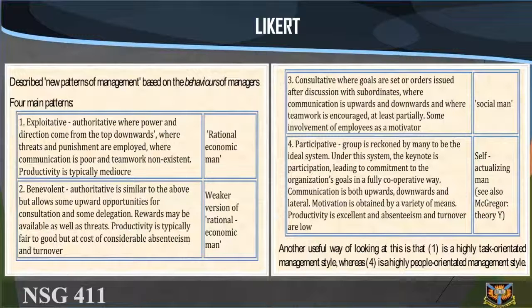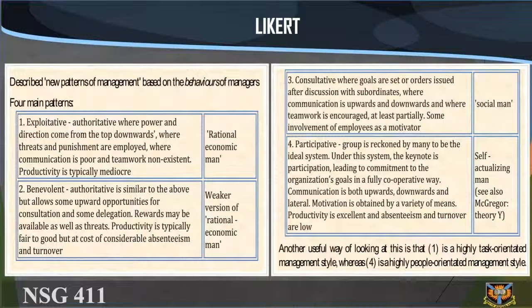3. Consultative, where goals are set or orders issued after discussion with subordinates, where communication is upwards and downwards, and where teamwork is encouraged, at least partially. Some involvement of employees as a motivator. Social man. 4. Participative group is reckoned by many to be the ideal system.